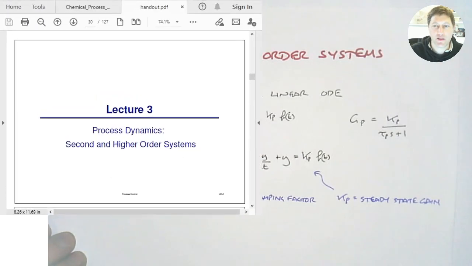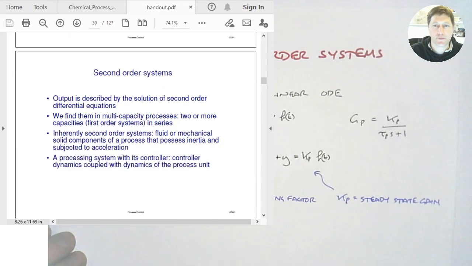Let's expand the lecture notes that you've got and consider the points in here. So a second order system, as we've said, it's one that's described by the solution of a second order differential equation, and we find them in three different situations really. One is in situations where you have multi-capacity processes, so you have two or more first order systems in series. So if you have one thing following another thing, even if each one individually is first order, that can give rise to second order or higher order systems.